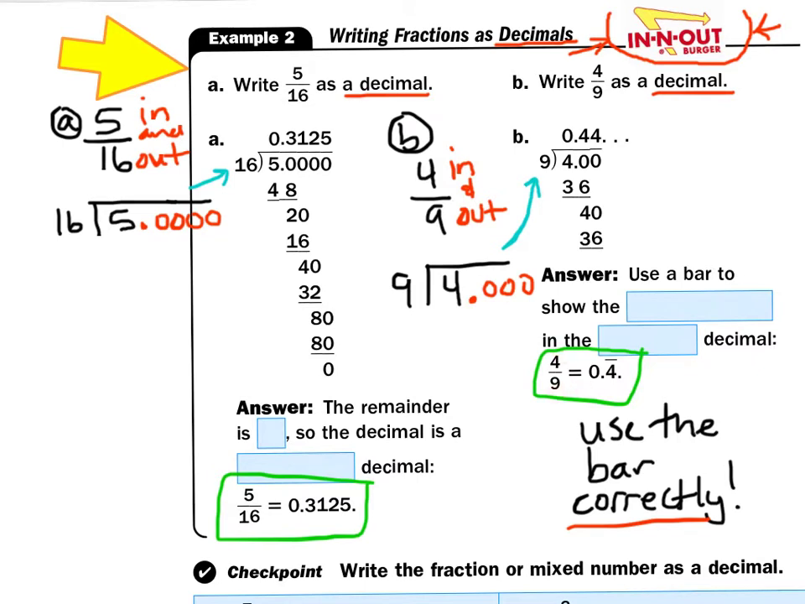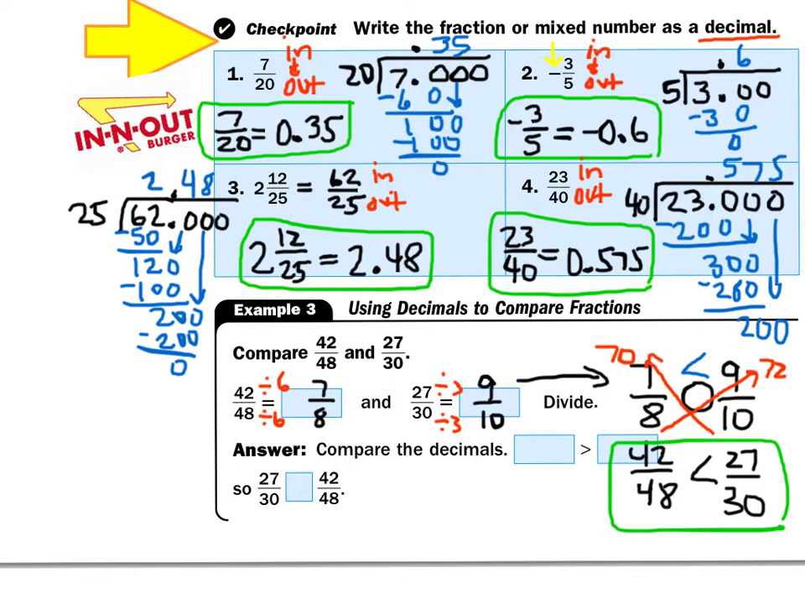4 over 9 equals 0.4 with a bar over it because the 4 would just keep continuing. And you must use the bar notation correctly. So if one number repeats, I only want to see one number with a bar over it. Okay? All right, so we're at the checkpoint. Write the fraction or mixed number as a decimal, and you can always use the in and out trick.